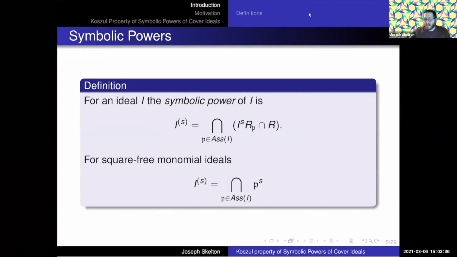For square-free monomial ideals like cover ideals, we have a slightly simpler definition, which is just taking the associated primes to ordinary powers and intersecting those. So it is a little bit easier, but still can get very, very complicated very, very quickly.